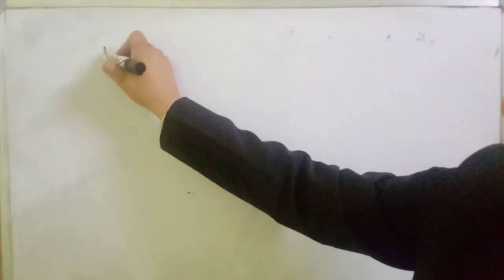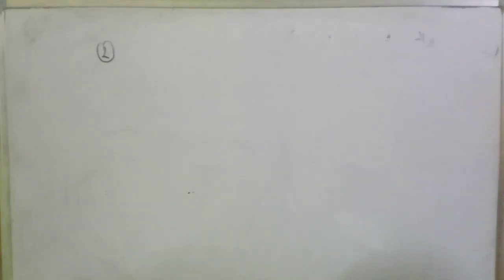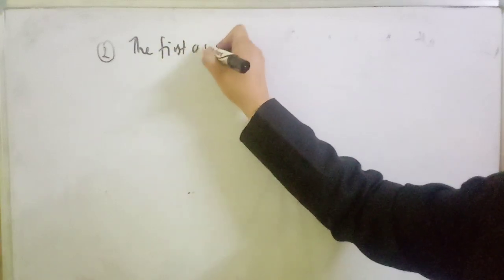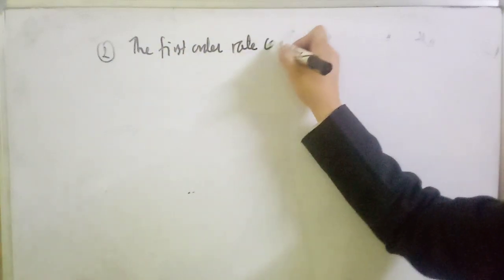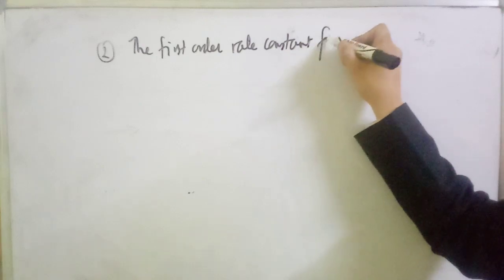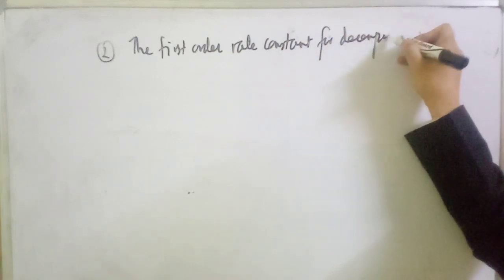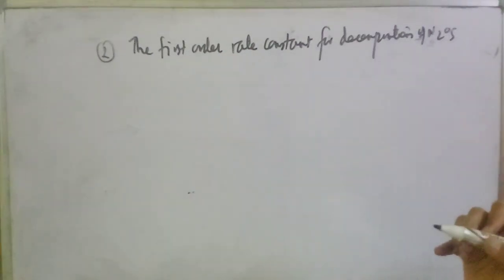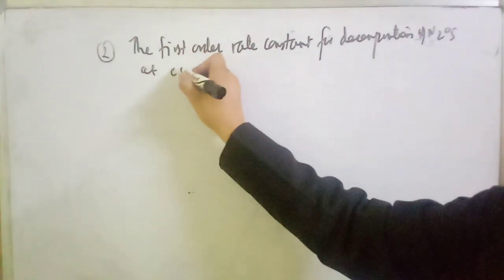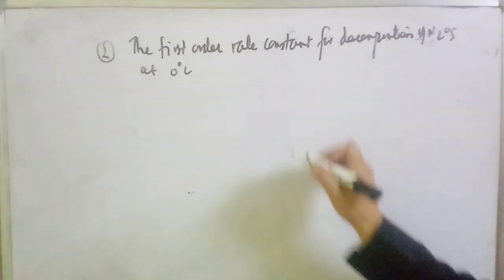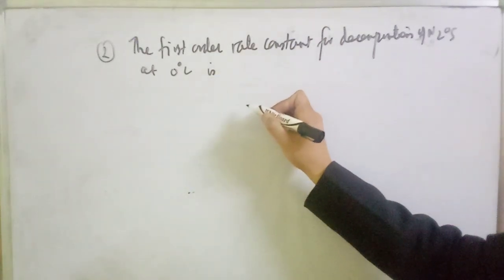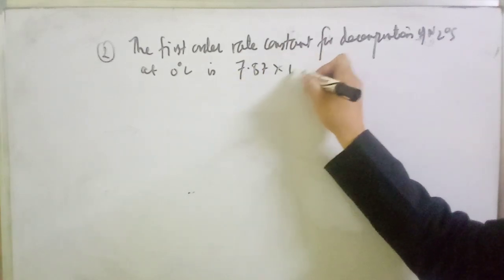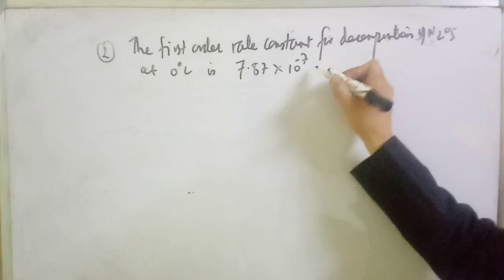Okay, number 2. The first order rate constant for decomposition of N2O5, nitrogen pentoxide, at 0 degree centigrade is 7.87 into 10 to the power minus 7 per minute.